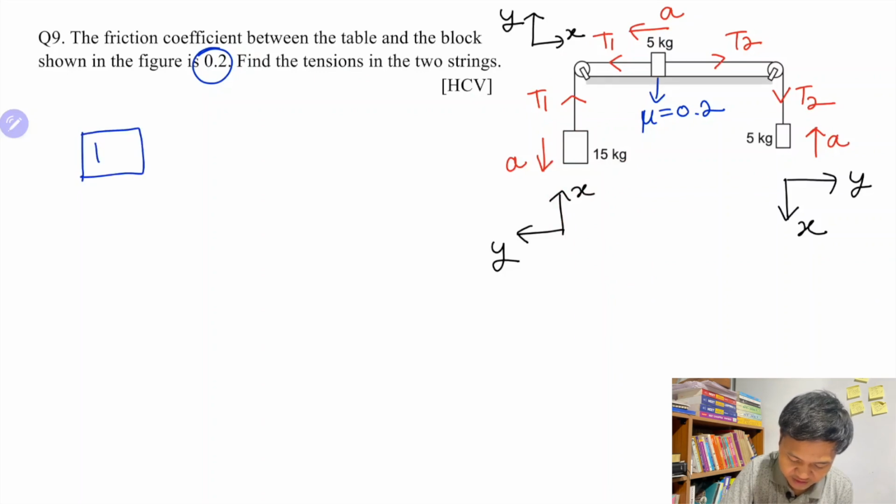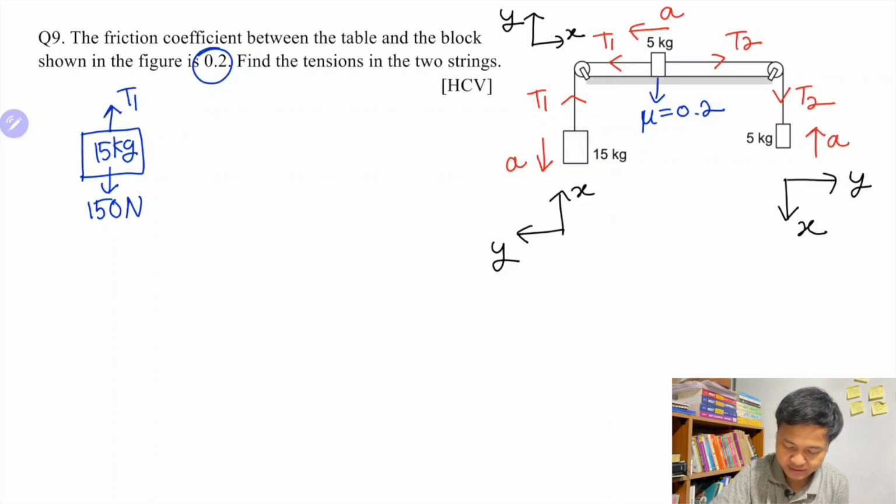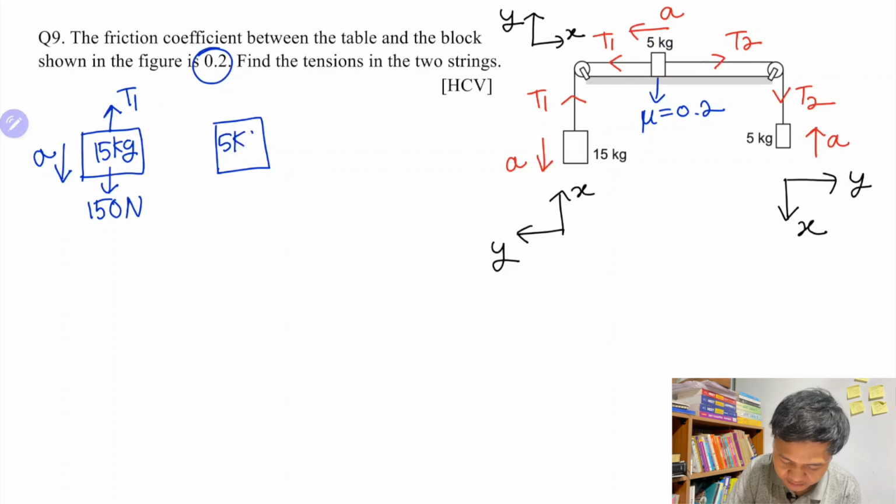So first you have 15 kg, 150 newton. On the upper side is tension T1, so this goes down by acceleration A. Then the 5 kg, on this side there is T1 and on the other side T2, and it has acceleration A.